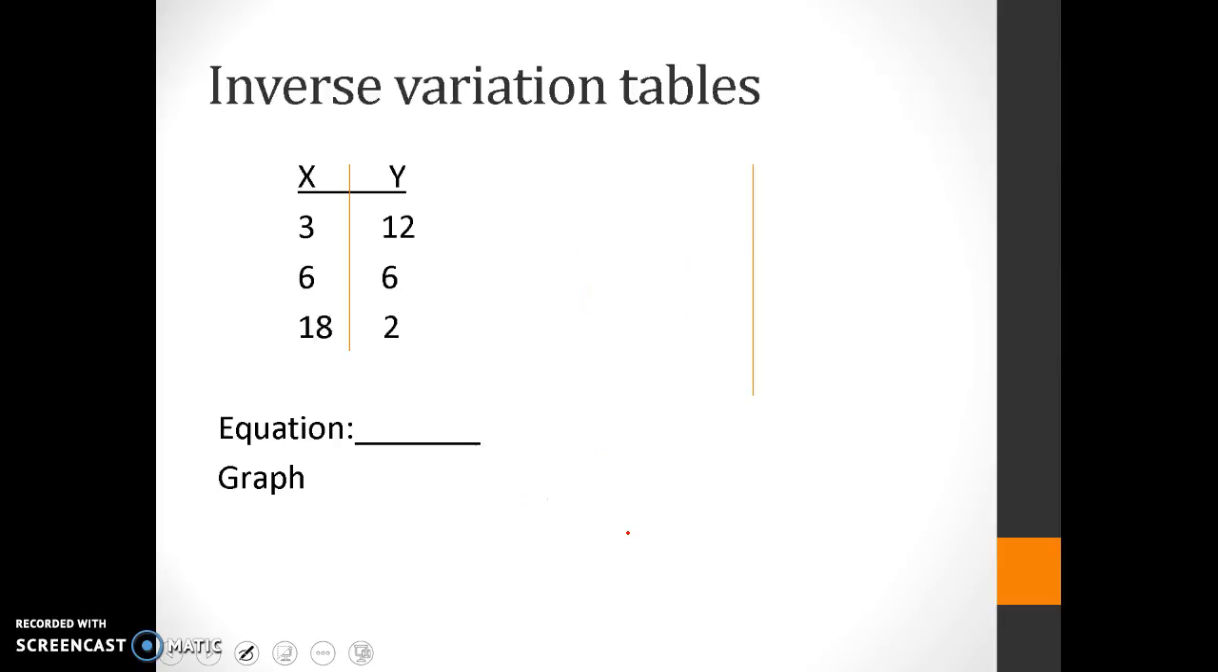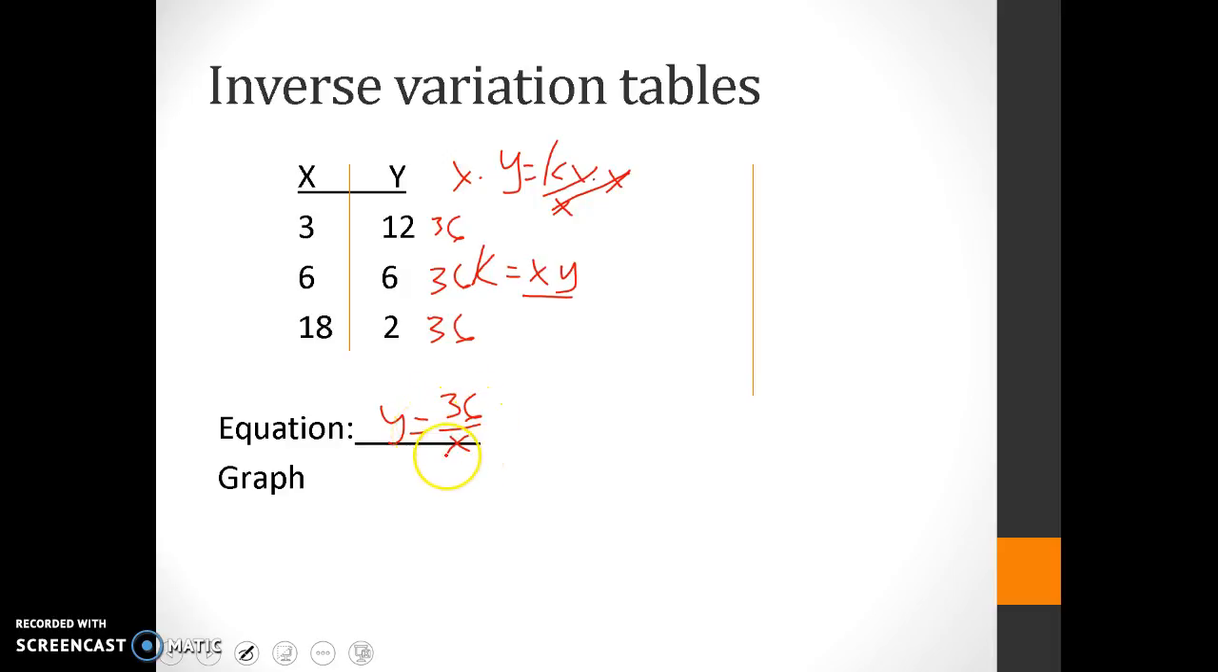So let's take a look at some more examples. First of all, this example. Can we figure out what the equation is going to be? Well, let me start with this. If I have y equals k divided by x, and I want to solve for k, I'm going to multiply both sides by x. And so that means my k value is going to equal x times y. So if I multiply my x and my y values together, I'm going to get my k value. 3 times 12 is 36. 6 times 6 is 36. 18 times 2 is 36. And my equation here is going to be y equals 36 divided by whatever x is.